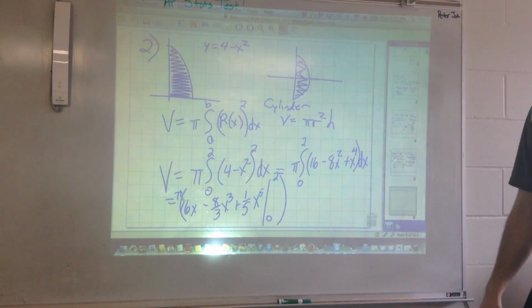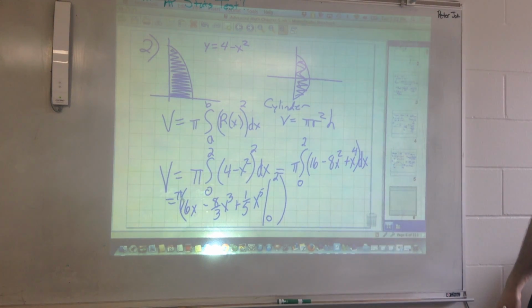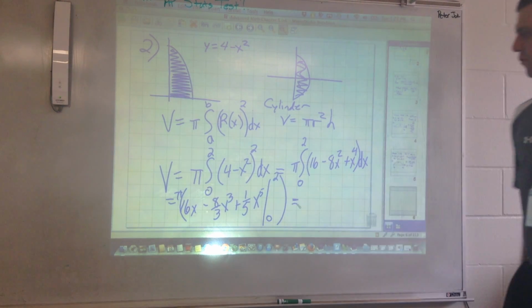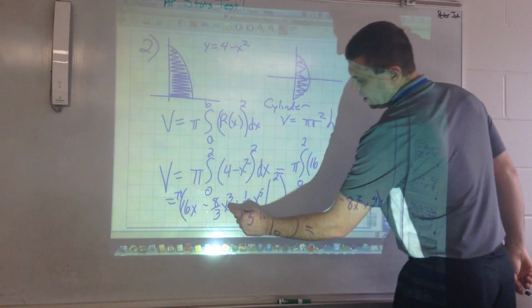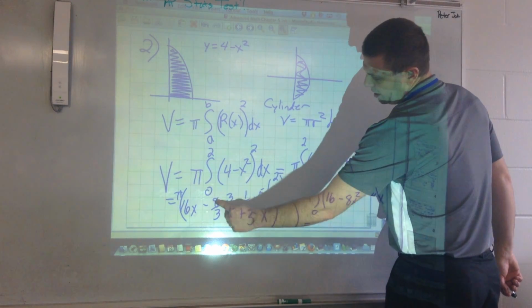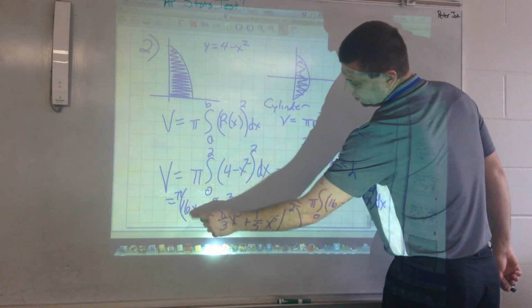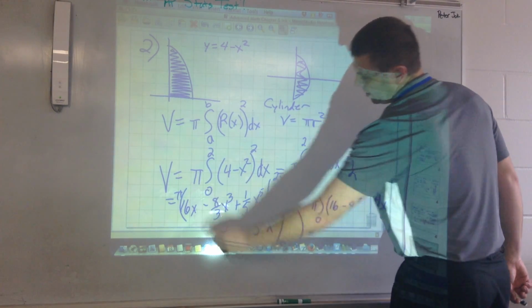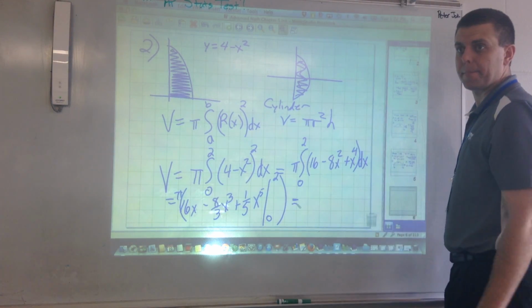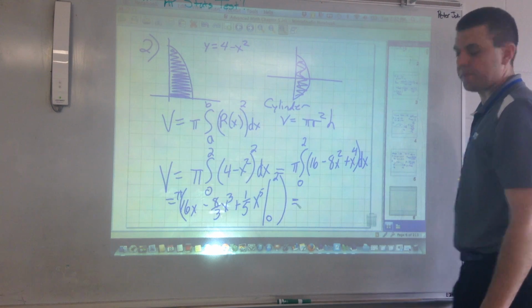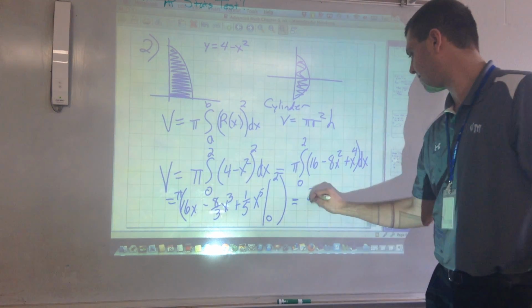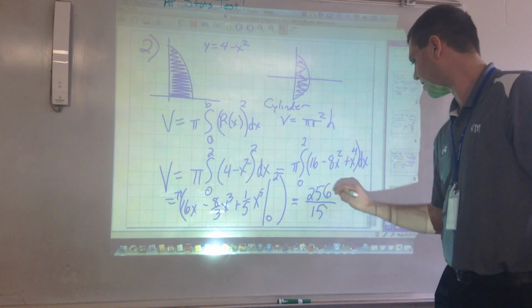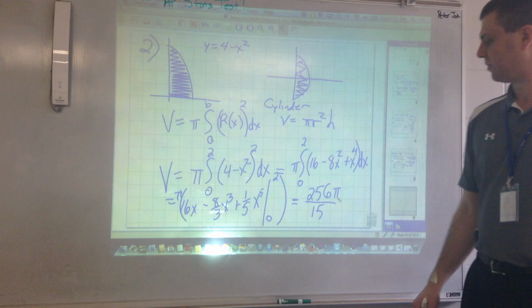Okay, cool. Just for time purposes here, 2 cubed is 8, 8 times 8/3, 64/3, that's 32 minus 64/3. It's 256 over 15. So 256 pi over 15.